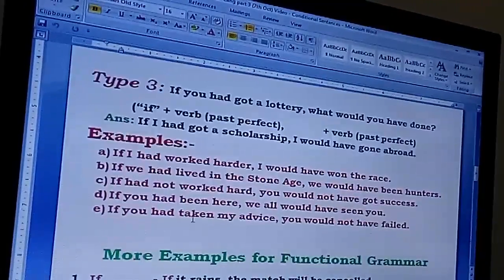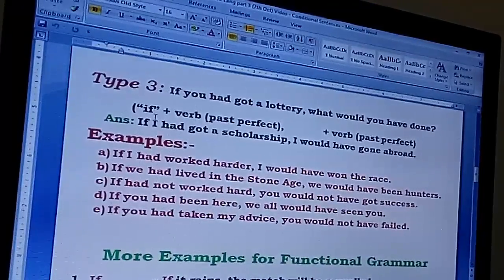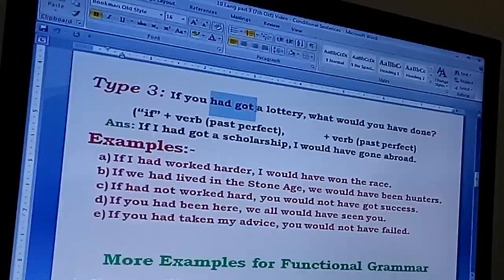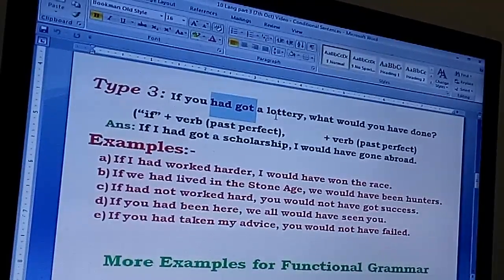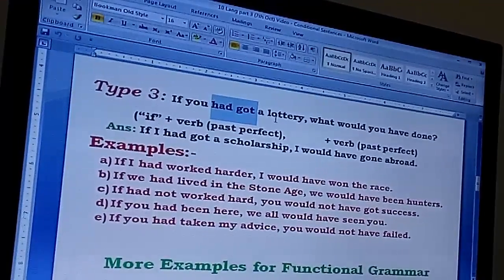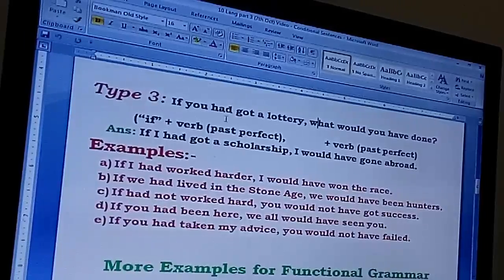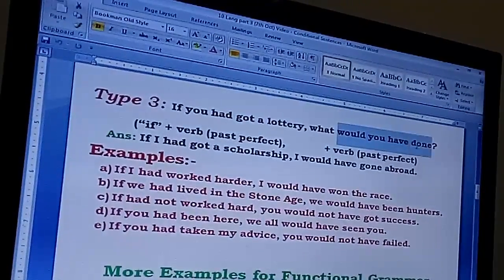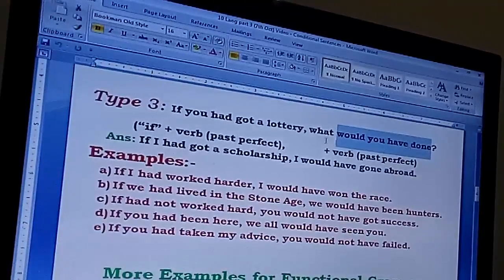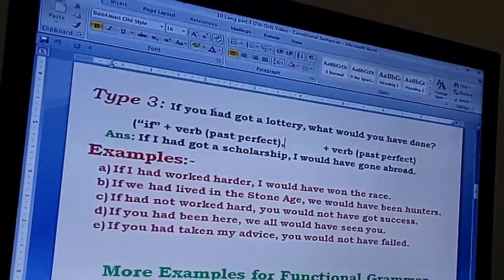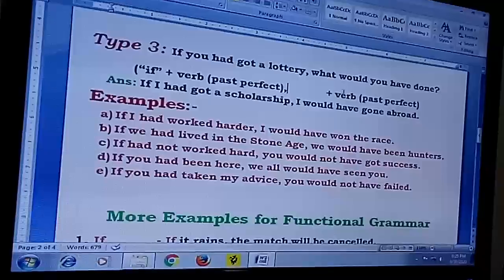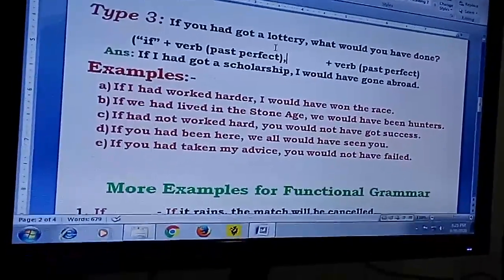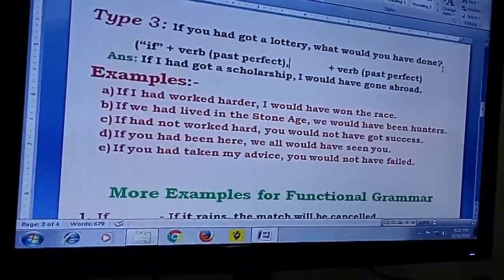There is still here the type 3 sentence. If you had got a lottery, you see, had got, so it is a past perfect form of the sentence. And obviously if you had got, you being here, would have done. So because of had got, past perfect, you are going one step backward, would have done. So if you had got a lottery, what would you have done?